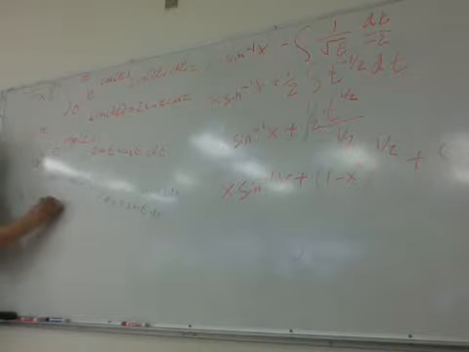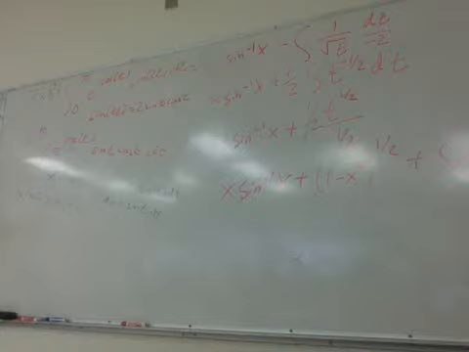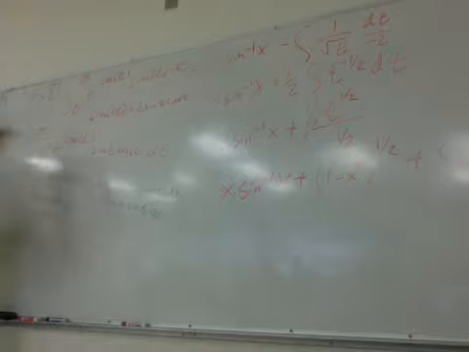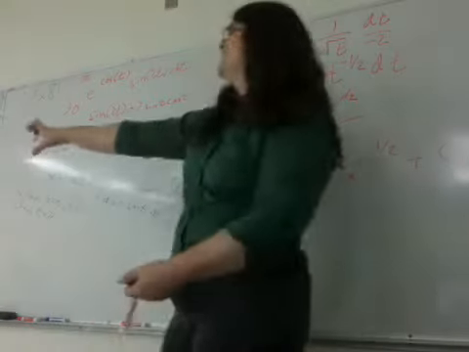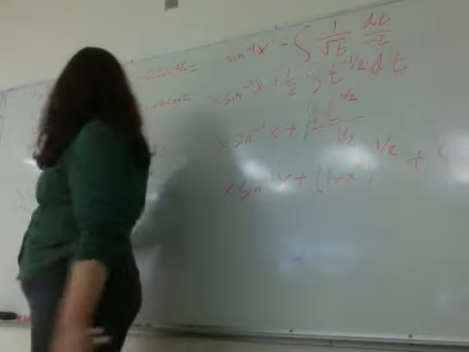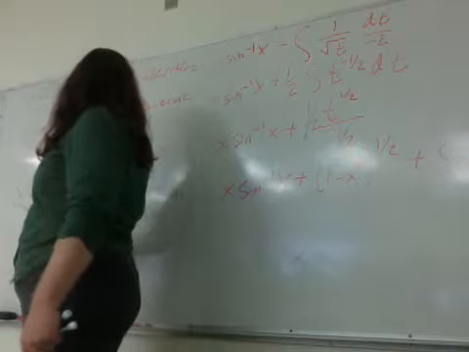When t is 0, x is 1, because the cosine of 0 is 1. When t is pi, when we're at the upper limit of integration, sorry, I'm blocking the board from that half of the class again. When t is pi, x is the cosine of pi, which is negative 1.